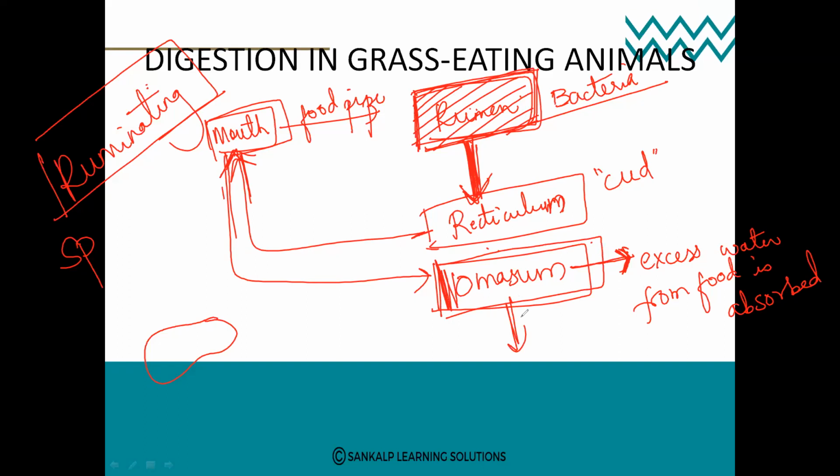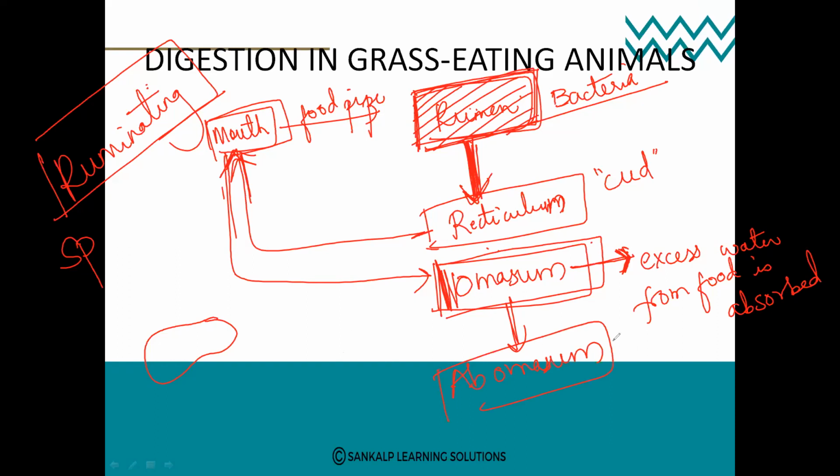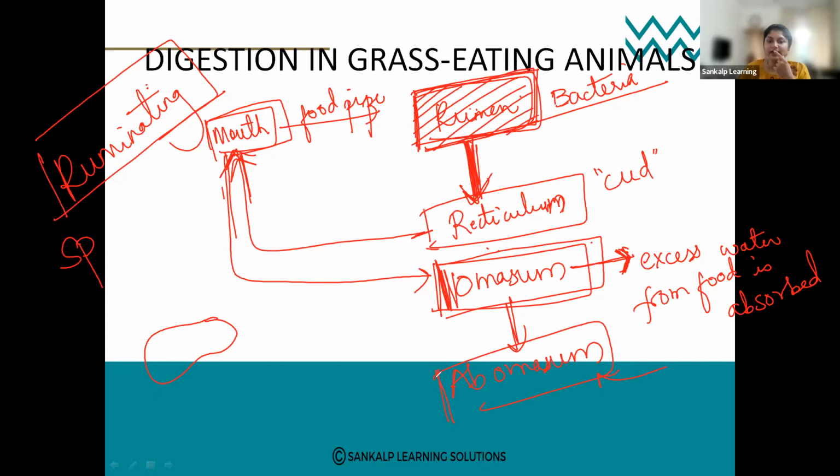Now from this omasum, where is it sent? It is sent into the abomasum. Now in the abomasum, what is happening? The digestive juices released by the inner walls of the abomasum are mixed with the food. So the food enters through this fourth chamber, that is the abomasum, and here it mixes with the digestive juices secreted by the inner walls of the abomasum. So this is the fourth chamber.